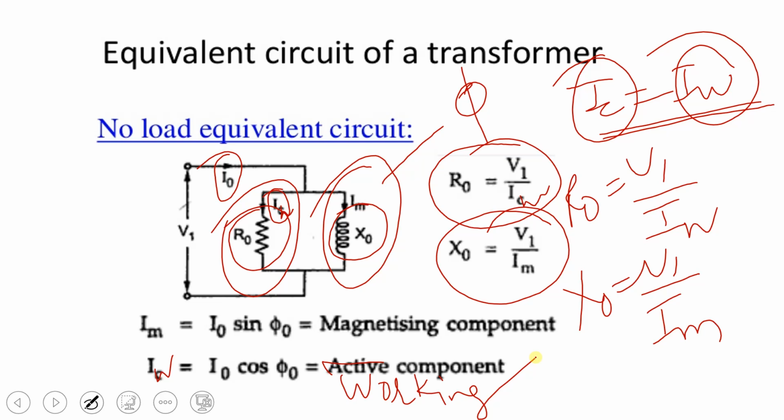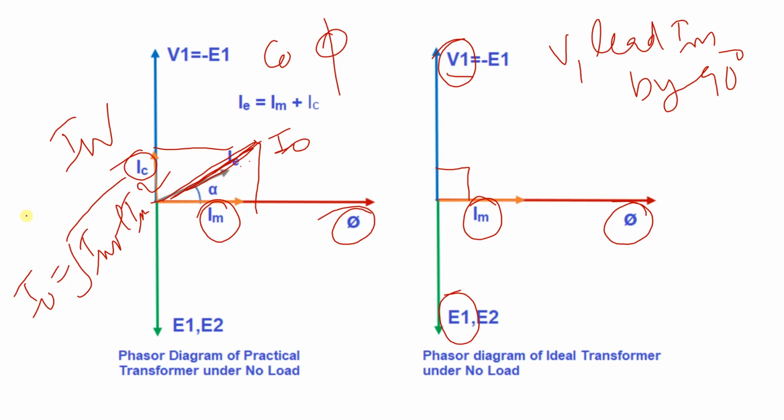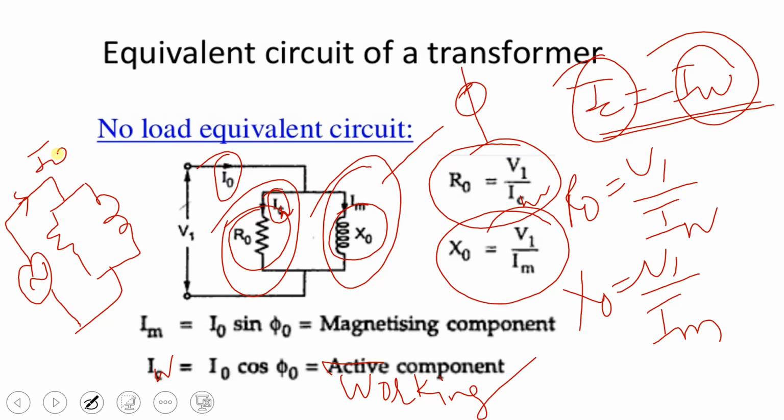When someone asks what do you mean by the no load equivalent circuit, you have to draw this resistance, inductance and the supply. Here the I0 current divides into Iw, and here Im. Magnetizing current is always on the reactance side, Iw on the resistance side. So this is about the equivalent circuit.